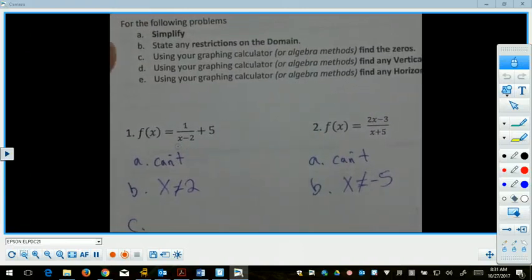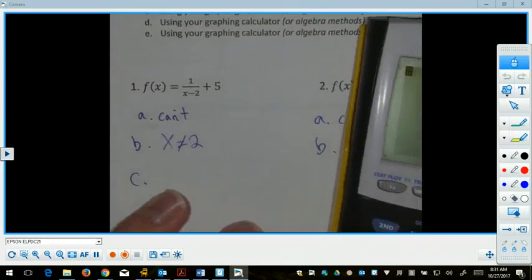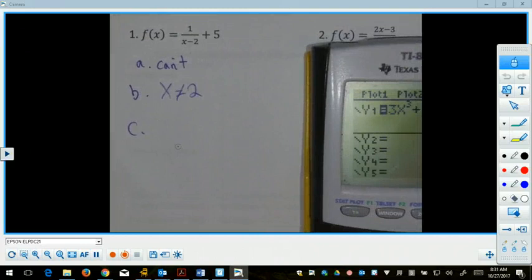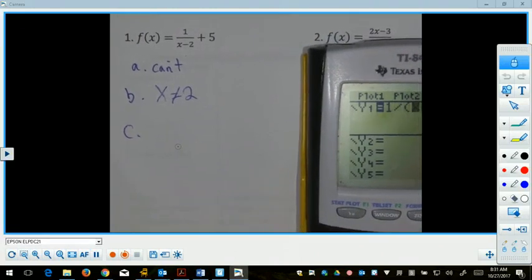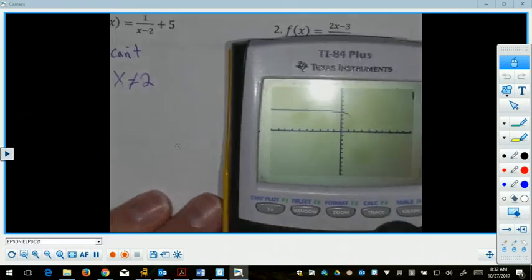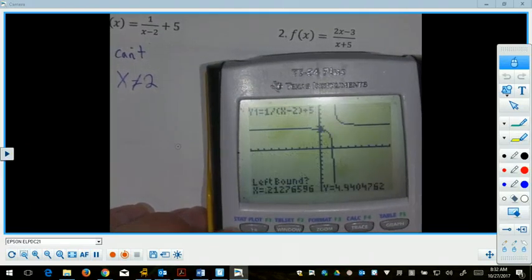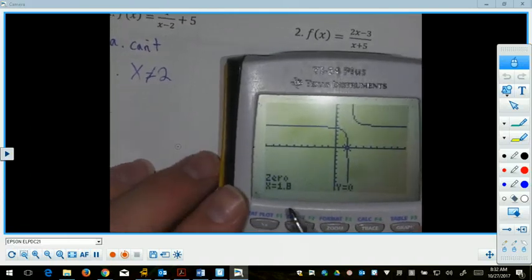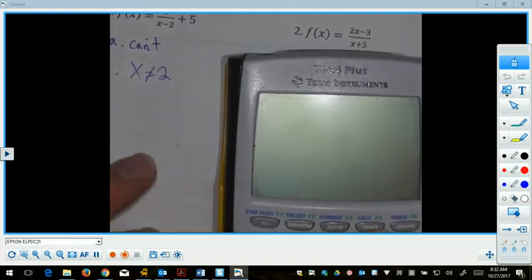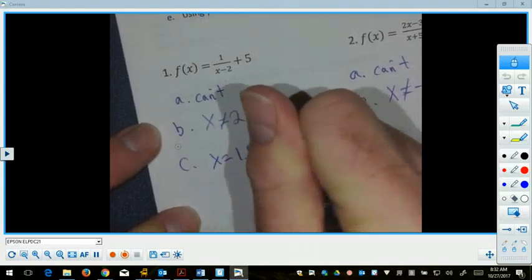All right. So how do we do that on our graphing calculator? We can use the feature that we used before. We could also do this algebraically, which we'll be looking at today. But we've got the function 1 over the quantity x minus 2 plus 5. When I look at the graph, I can see it crosses right there. I can do calculate 0. I'm now to the left of that 0. Oh, went too far. Now I'm to the right of that 0, and it does give me 1.80. So x equals 1.8 is the 0, or the x-intercept.